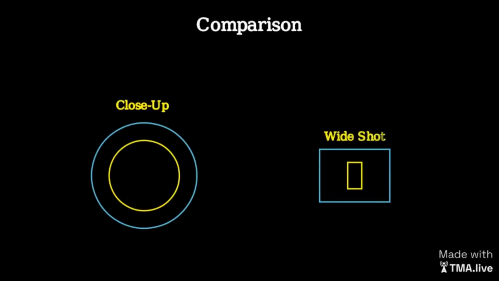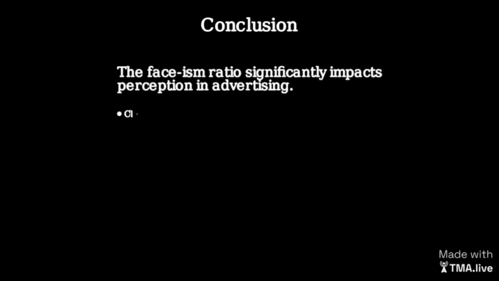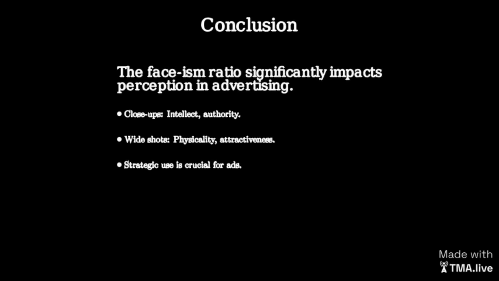In conclusion, the faceism ratio plays a crucial role in how we perceive individuals in advertising. Close-up shots highlight intellect and authority, while wide shots emphasize physicality and attractiveness. Understanding and strategically using this ratio is essential for creating effective advertisements.